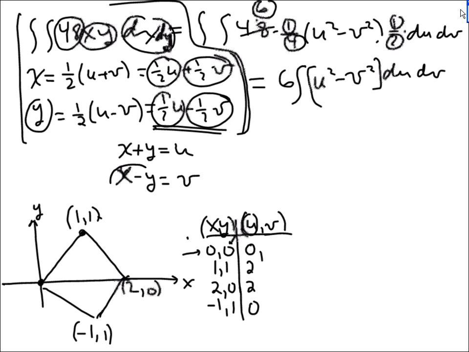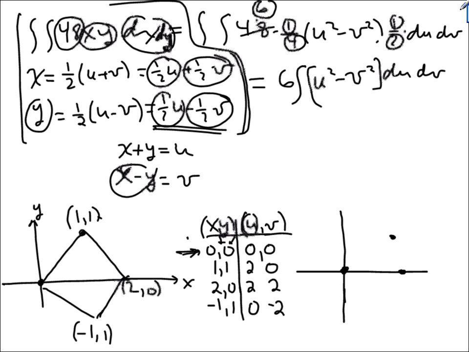X plus y. V is x minus y. That x minus that y. 0 minus 0, 1 minus 1, 2 minus 0 is 2, and negative 1 minus 1 is negative 2. So the points that we have are 0, 0, 2, 0, 2, 2, and I don't know why we're not getting 0, 2.